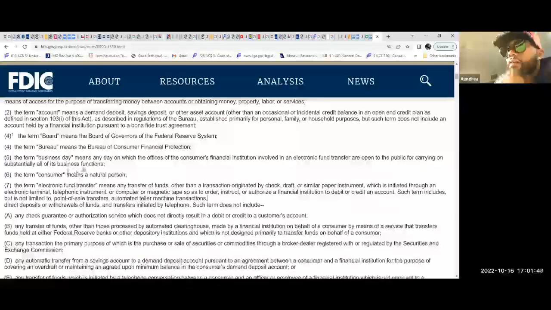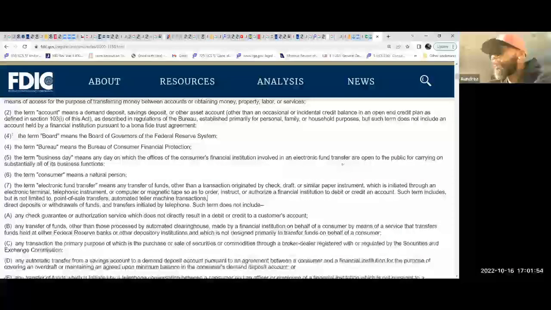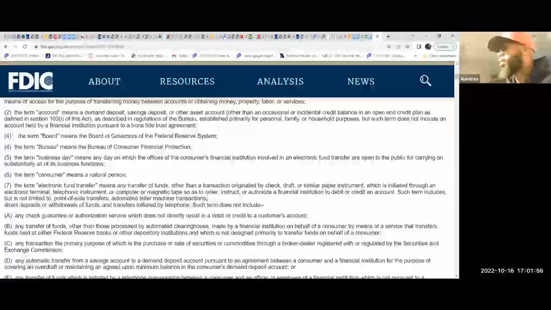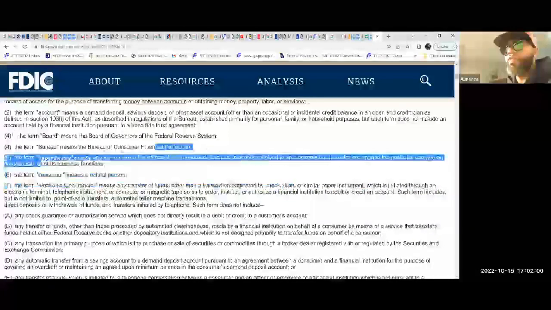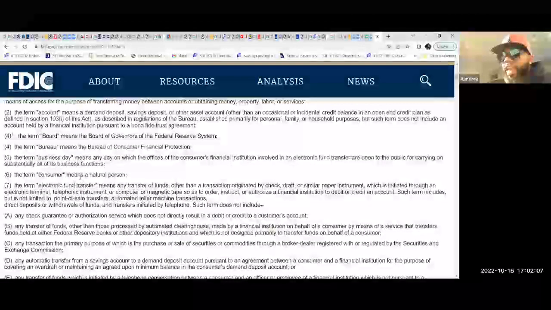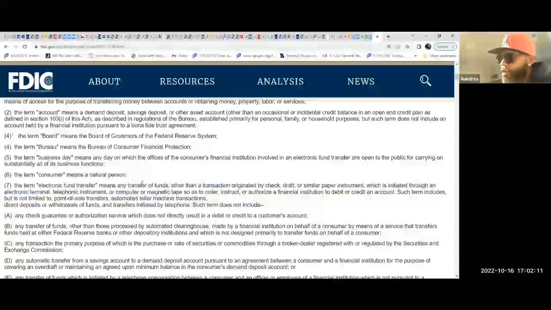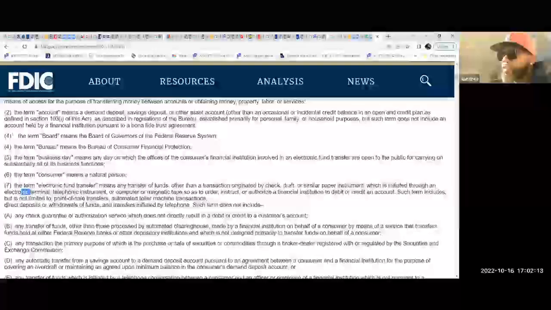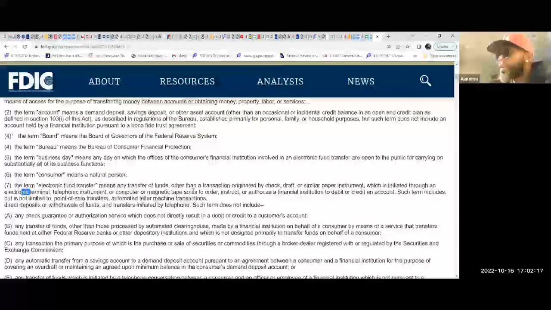All right, so the business day means the day on which the offices of the consumer financial institution involved in the electronic funds transfer are open to the public. So whenever the bank is open to the public, right, for carrying on substantially all of its business, whenever I can do transfers or whatever. Now, the consumer means a natural person. Now, a natural person is talking about a natural corporation. Don't get it twisted.